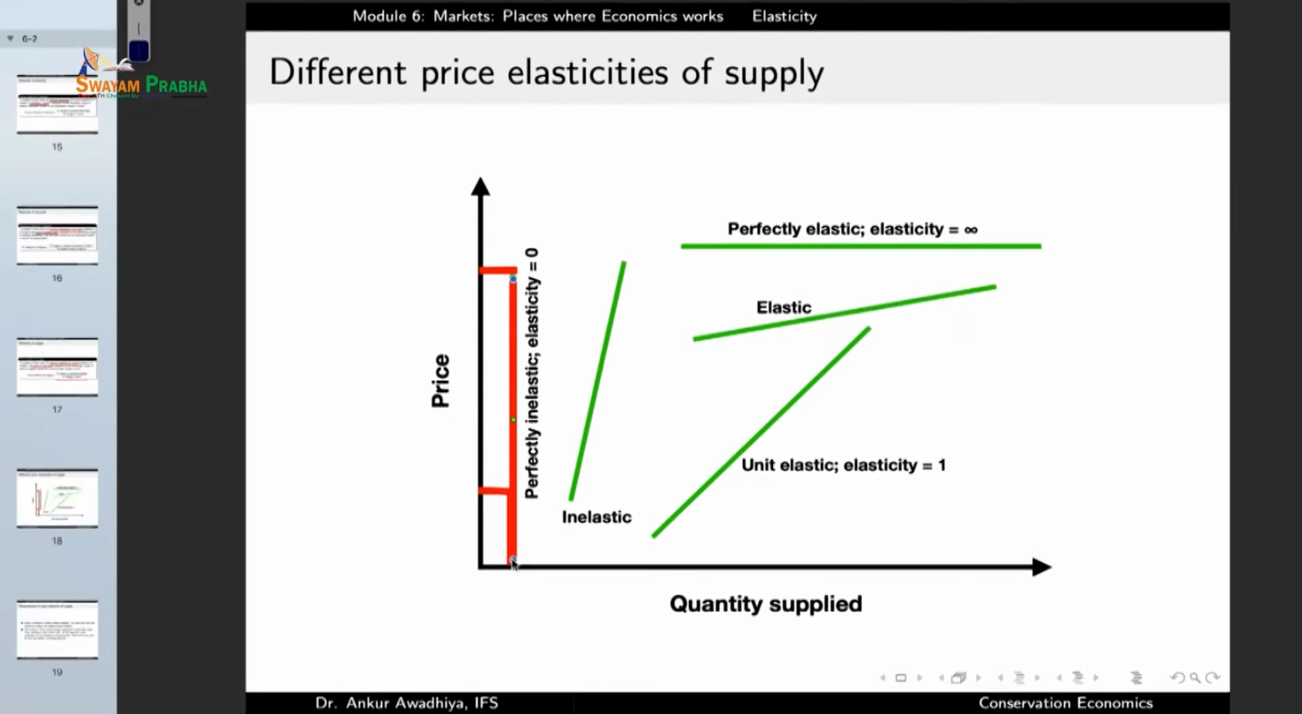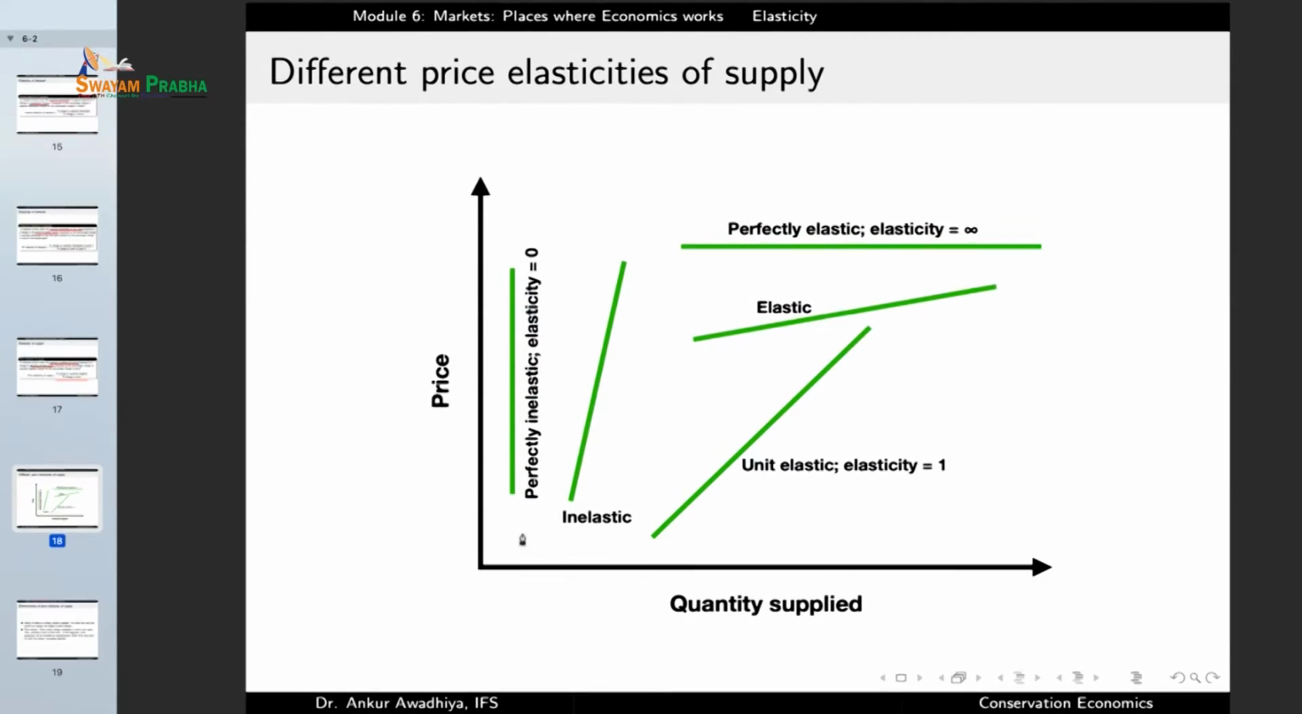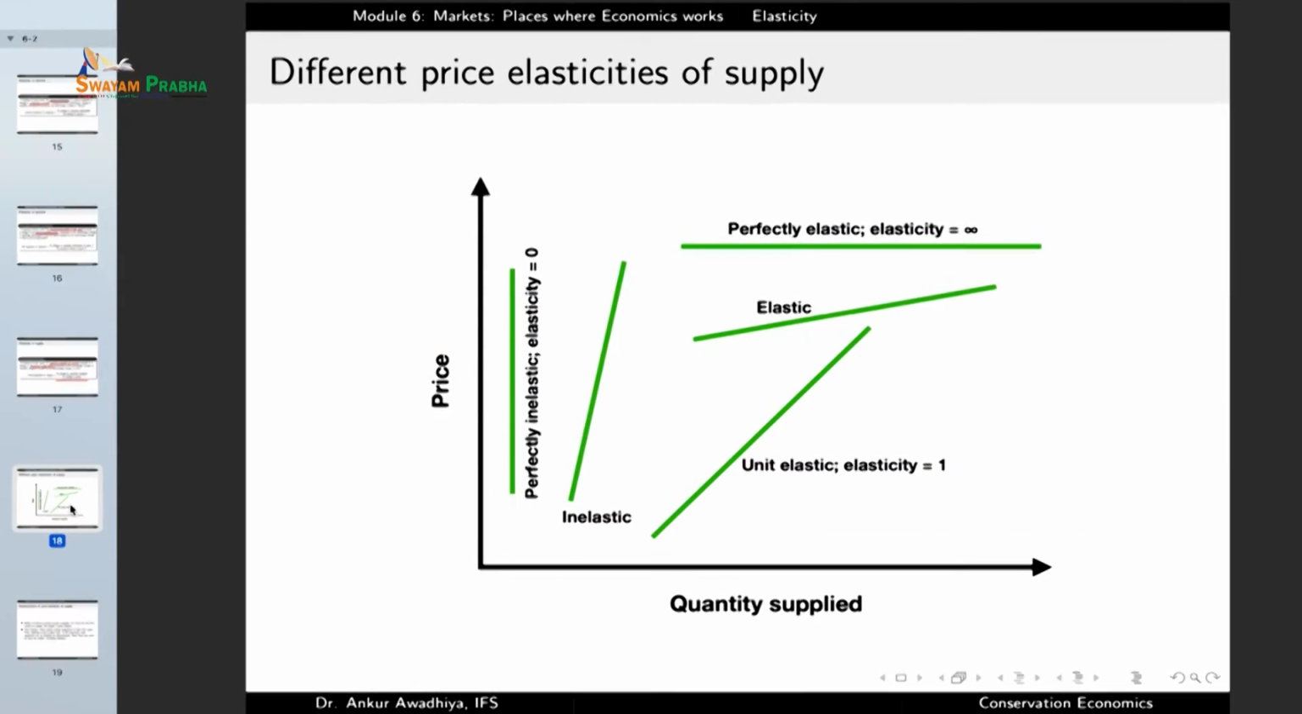So this sort of a curve is a perfectly inelastic curve, and we will say that the elasticity in this case is zero, because even though we have a big difference in price, so here the denominator is a big term, there is virtually no change in the quantity that is supplied, that is, the numerator is zero. So this is an example of a perfectly inelastic supply.